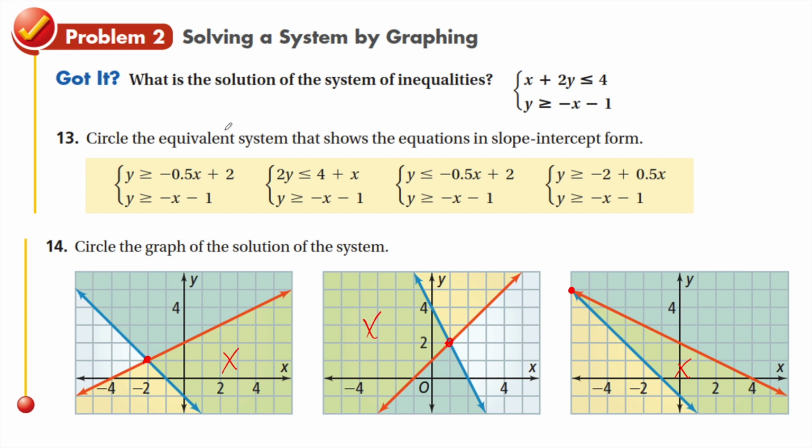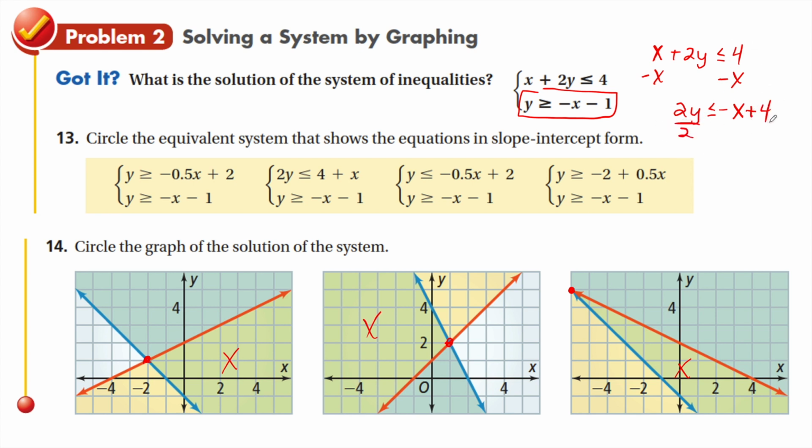So 13, circle the equivalent system that shows the equations in slope-intercept form. Well, we already have one in slope-intercept form right here, so we need to look for anything that has y is going to be greater than or equal to the negative x minus 1, and sadly, they all have those. So we need to solve the top portion for y. So we get x plus 2y has to be less than or equal to 4. I'm going to subtract the x from both sides, but I'm going to keep it in that y equals mx plus b form. So I'm now going to have 2y is going to be less than or equal to a negative x, keeping the negative with the x, but I'm going to add it to the 4 because that 4 originally was positive.